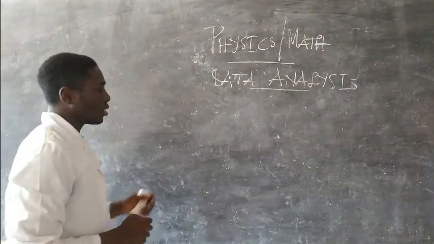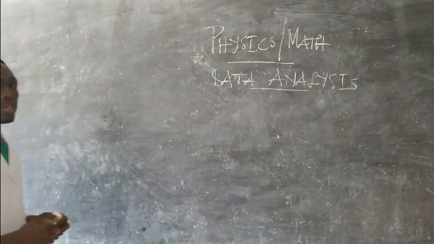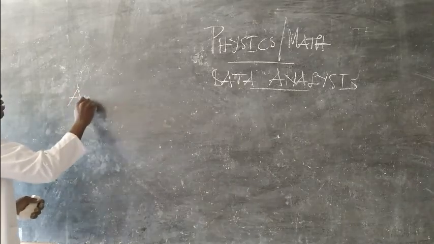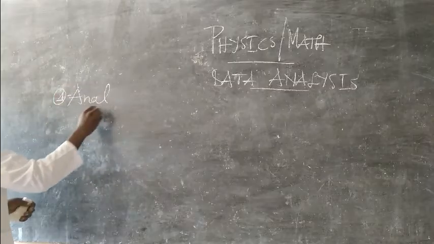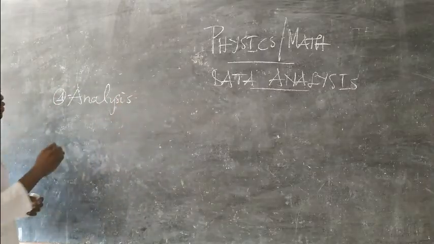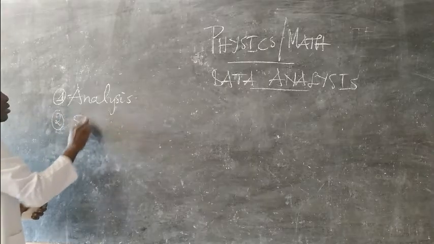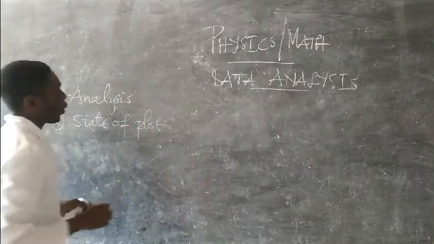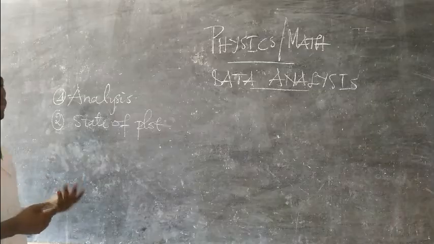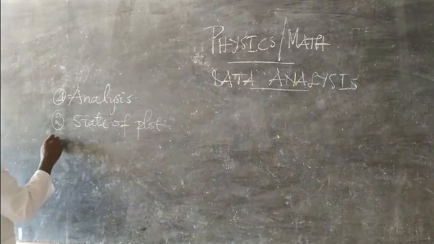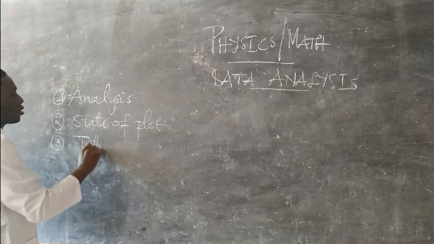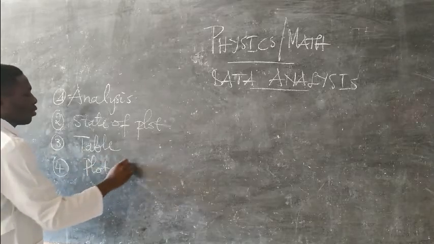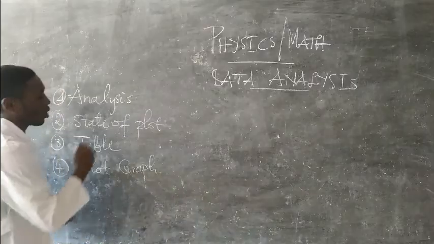Now, when you're being given data for you to analyze, you always start with what we call analysis. That's the first step. Please, note it down. One is analysis, followed by two, the statement of plot. What are you plotting against what, and how is the plot going to look? What is it going to give? And then the third part is to establish your table, and then the last part, of course, you are supposed to plot your graph.